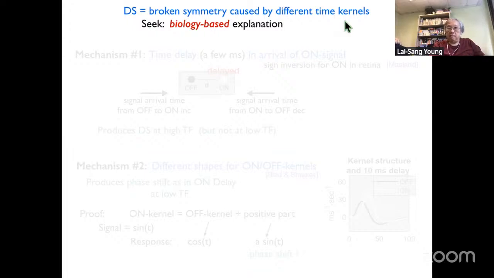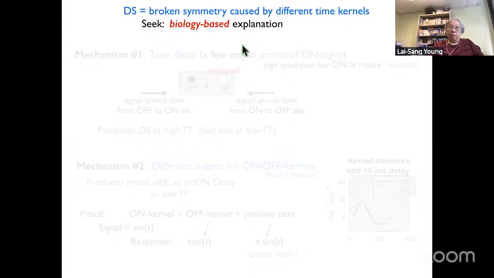And they have the same kernels that cannot be symmetric, so cannot be any DS. So it must come from the broken symmetry between these two. So the question is, what is the biological basis for the broken symmetry? Right? I can't just make up something.